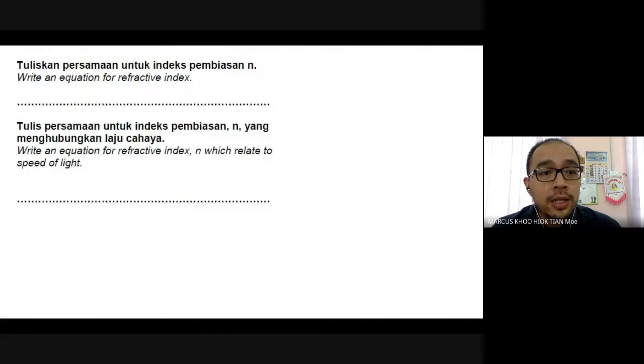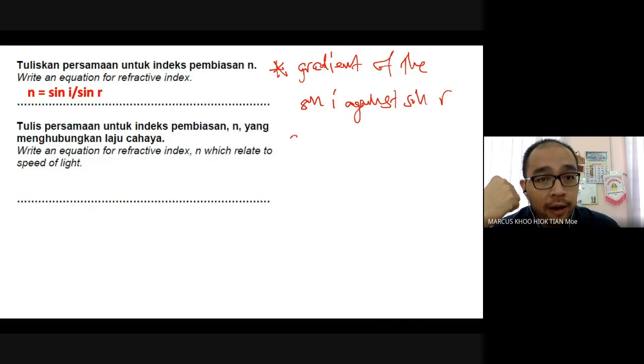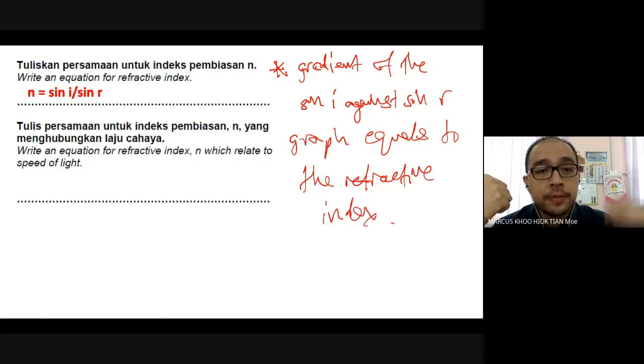So write an equation for the refractive index. It is n equals sine i over sine r. And I want you to make a short note over here: the gradient of the sine i against sine r graph equals the refractive index.